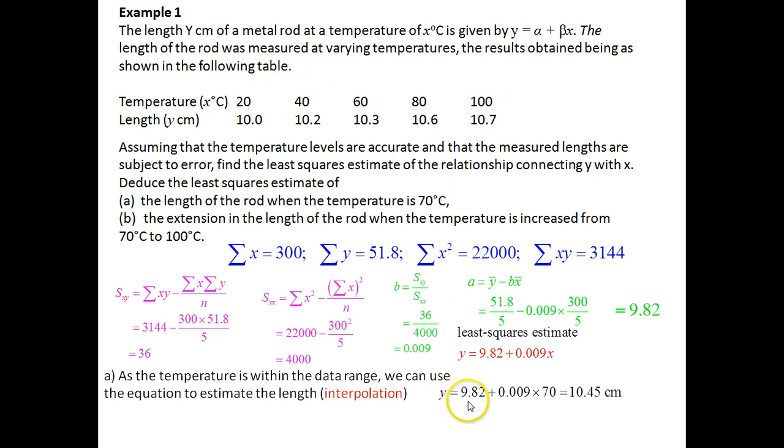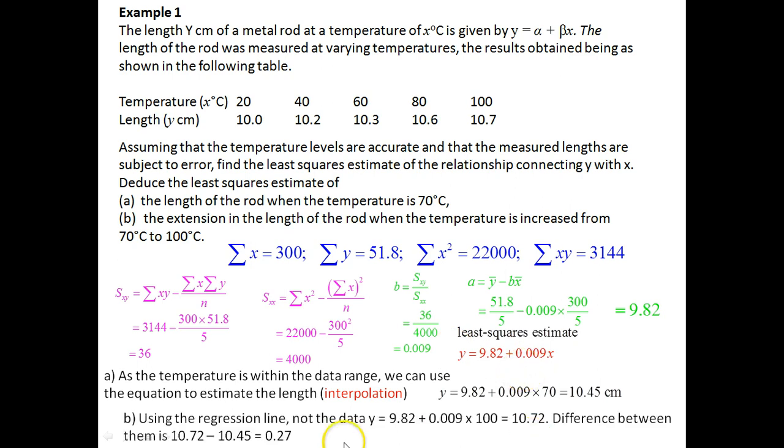So y is equal to 9.82 plus 0.009 times 70, which gives us 10.45 centimeters as the length of the rod when the temperature is 70. If we want to work out the extension in the length, the least squares estimate of this extension, we don't use that value, we use the equation for 70 and 100 and take them away.